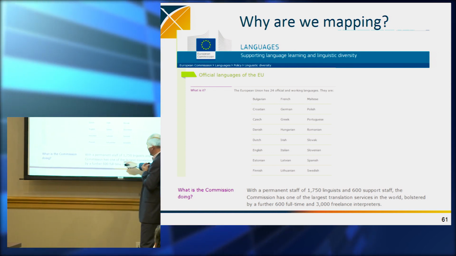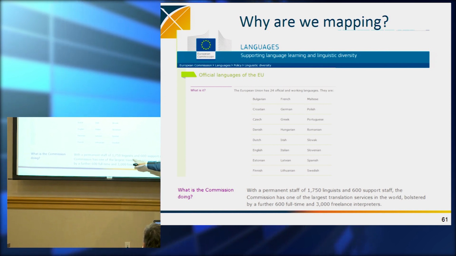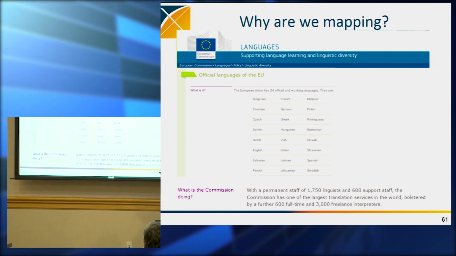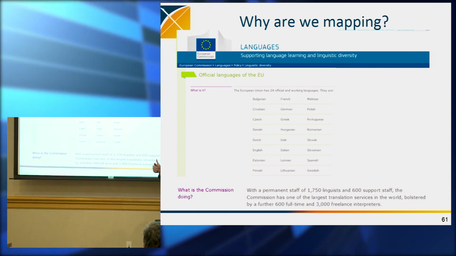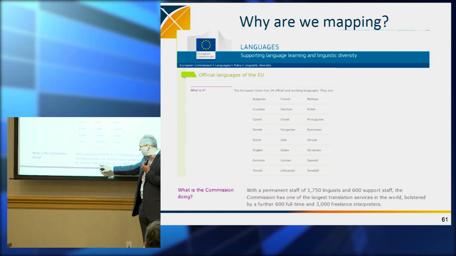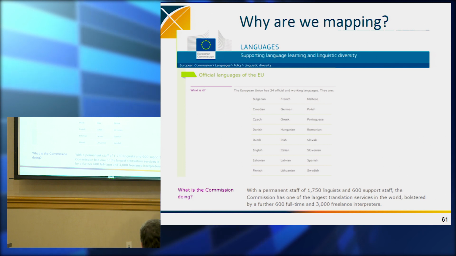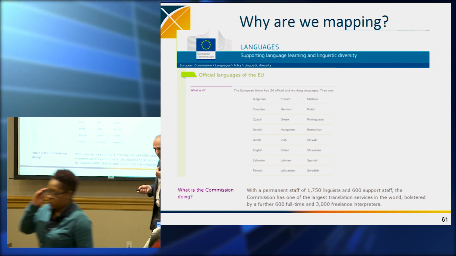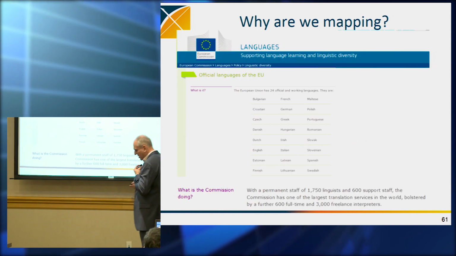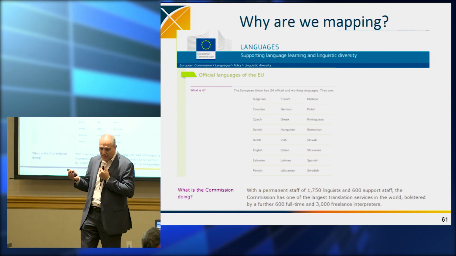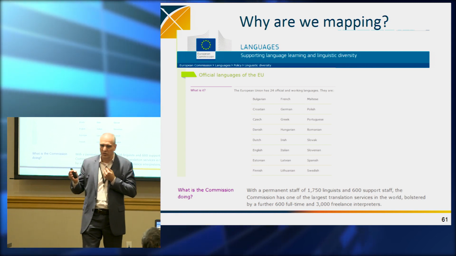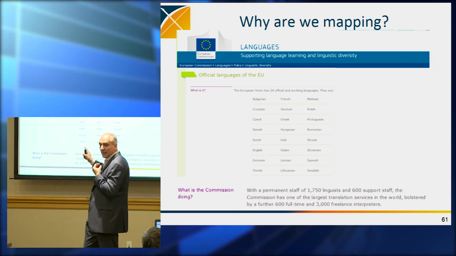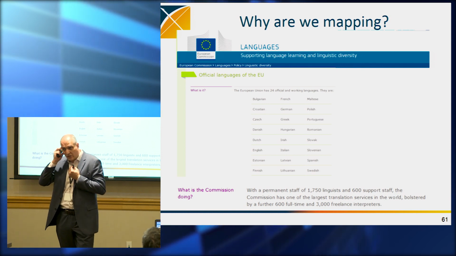They very proudly explain there's a permanent staff of 1,750 linguists, 600 support staff. The Commission has one of the largest translation services in the world, very proud about that too, bolstered by a further 600 full-time and 3,000 freelance interpreters. So you have a whole town of just translators. And the way that works is when the Commission is in session, somebody goes to the podium and speaks in their native language, and in the back you have 24 of them sitting, doing simultaneous translation, and the other guys are sitting with a headset and listening.